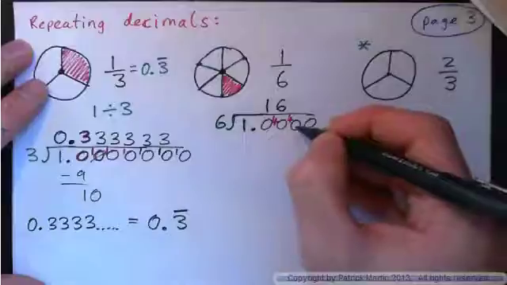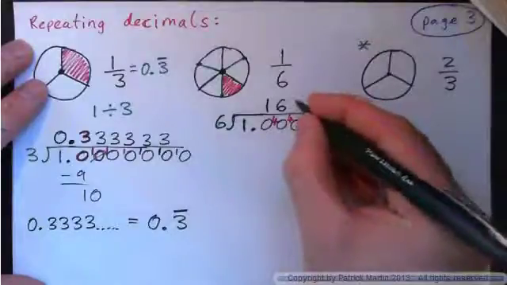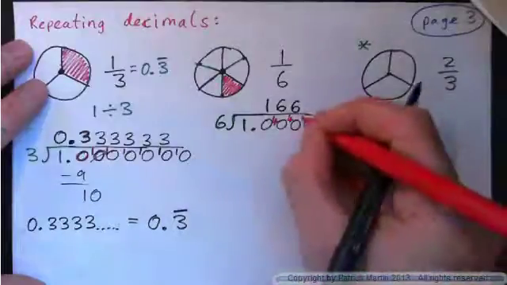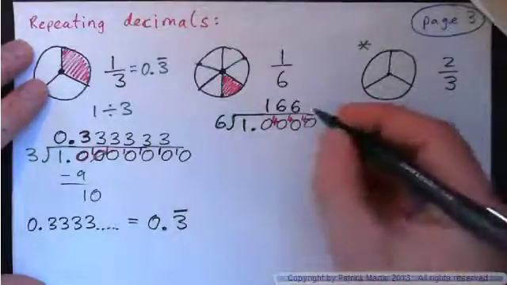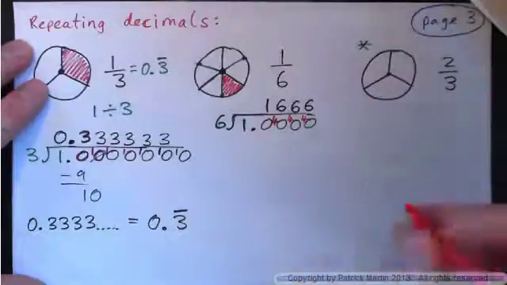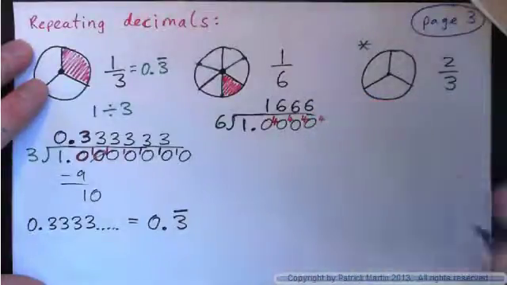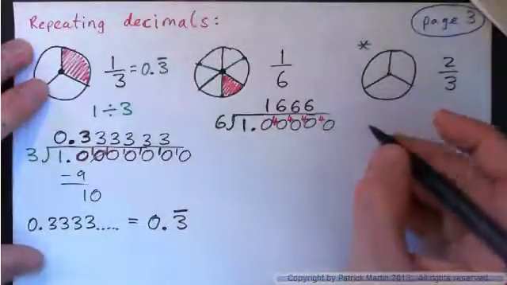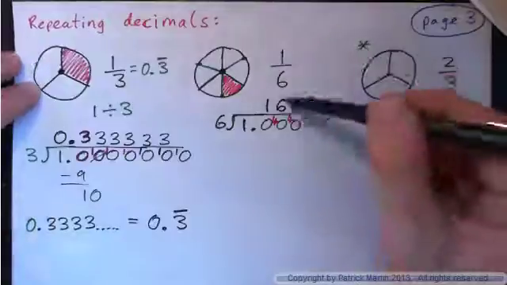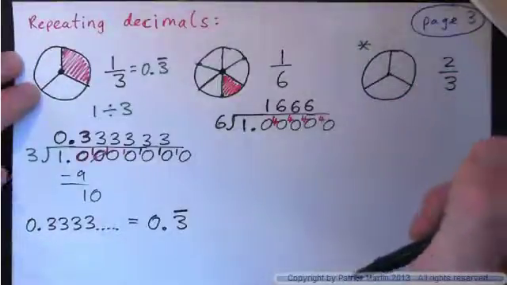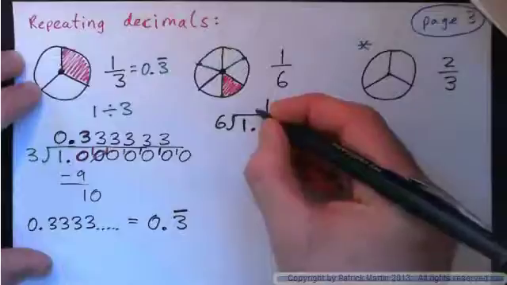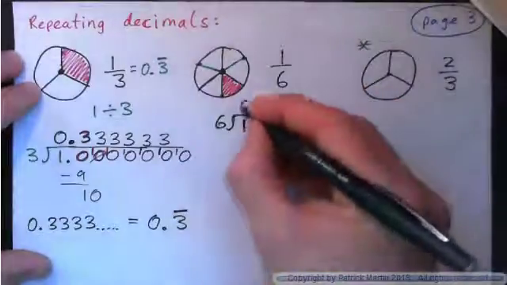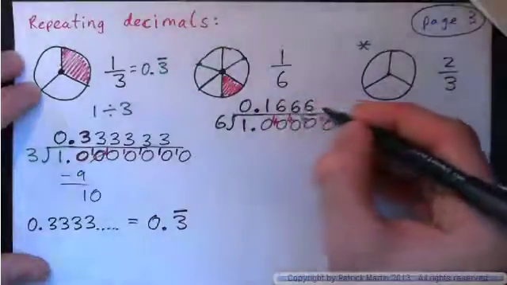6 into 40 goes 6 times remainder 4, right? And is this going to keep going on forever? Yep, it is, isn't it? Where does your decimal point go in the answer? It goes right here, doesn't it? And so you've got 0.16666. Okay?